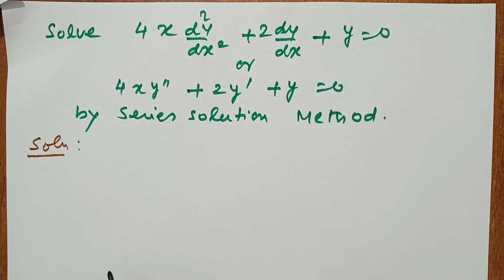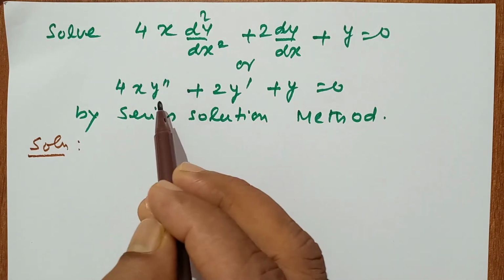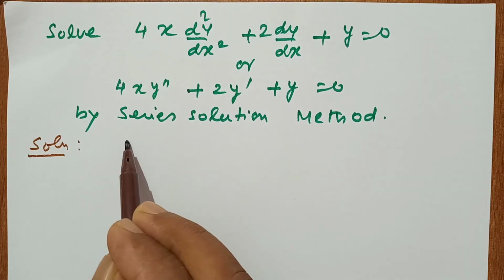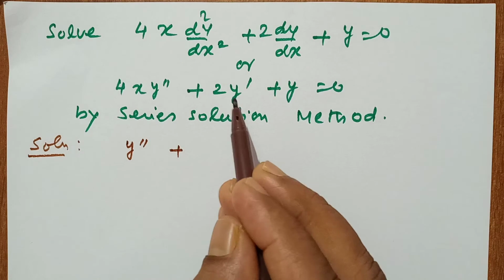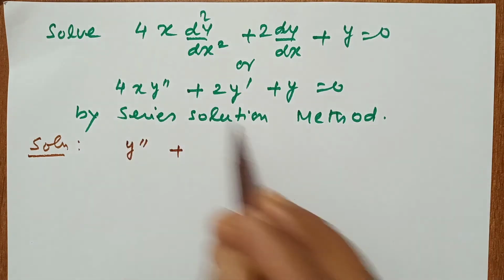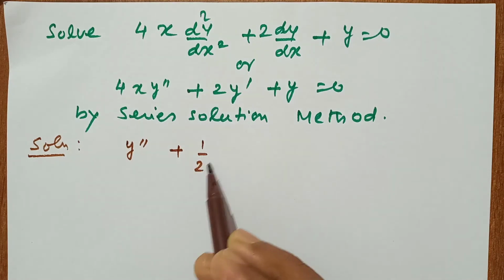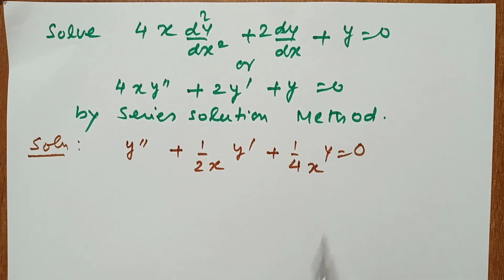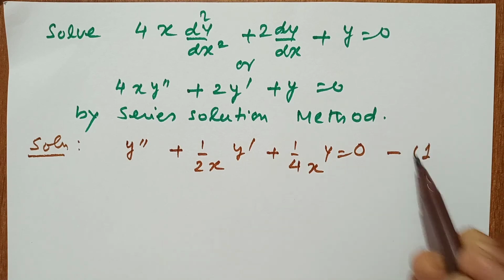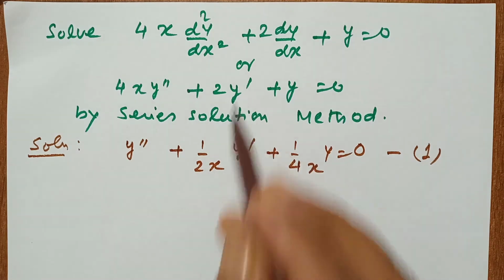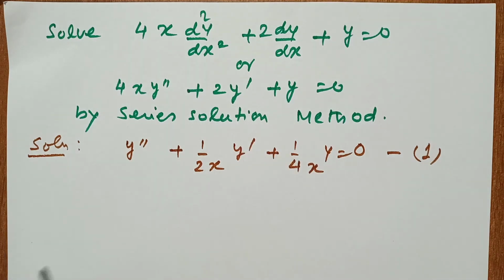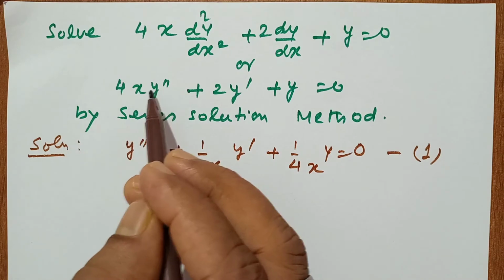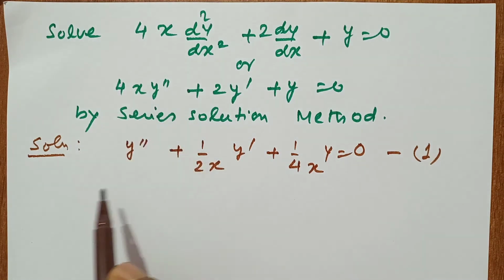So first we will write the given equation in standard form, which means the coefficient of y double dash is 1. So first we write y double dash plus, on dividing by 4x, 1 by 2x y dash plus 1 by 4x y equal to 0. So this is the given differential equation. Our aim is to compare the given differential equation to the standard form, so first we divide by the coefficient of y double dash. So this is the standard form.